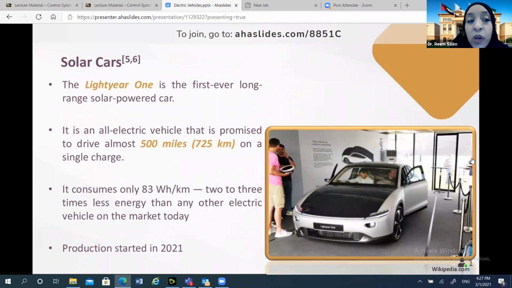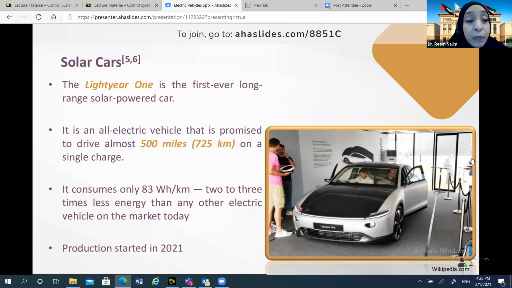Next, let's talk about solar cars. I'm pretty sure none of you has heard about a solar car or seen one in the street, because they do not exist yet. Yes, we have small-scale toy cars. We have some cars, like golf carts, for instance, that have solar panels, but they still have batteries that are rechargeable from an external source. So we don't have a pure solar electric car.